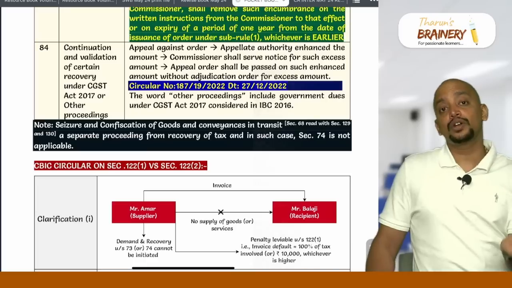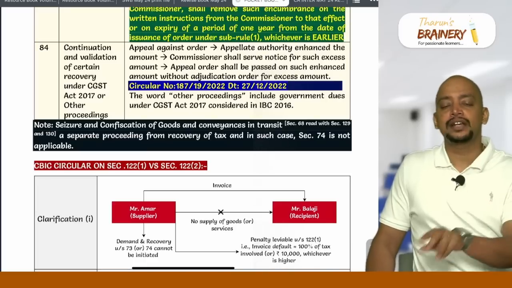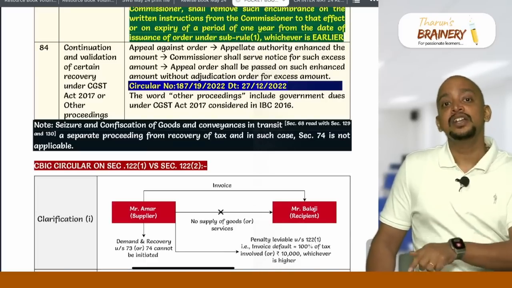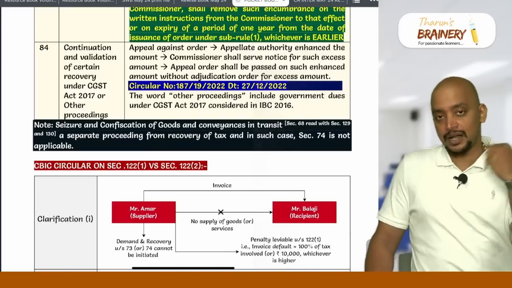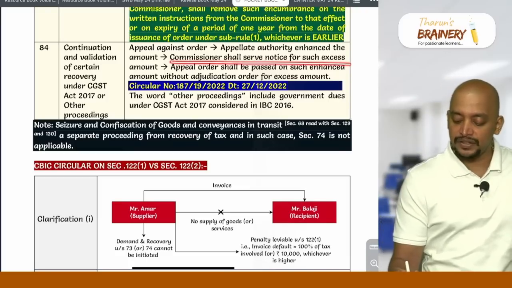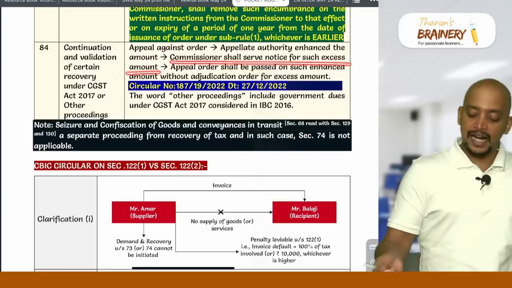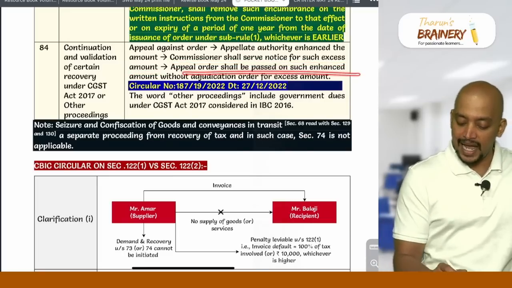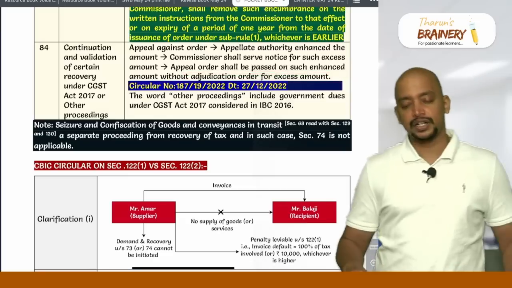So 5 lakhs, if they want to enhance it to 7 lakhs, for that extra 2 lakhs, they should give us an opportunity of being heard. But the appellate authority cannot give the notice. The commissioner will be directed to give the notice for that excess amount. Commissioner shall serve a notice for such excess amount, and appeal order shall be passed on such enhanced amount without adjudication order for the excess amount.